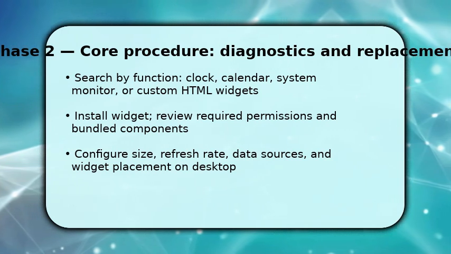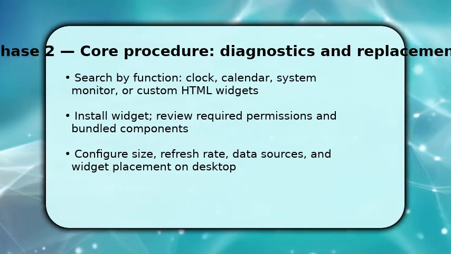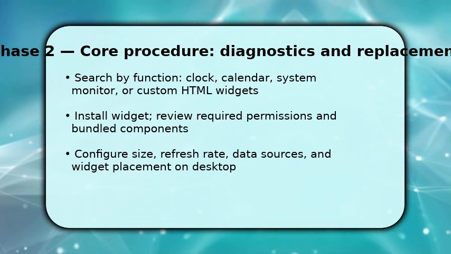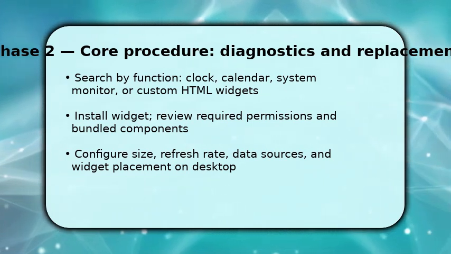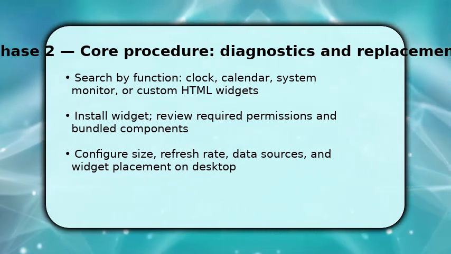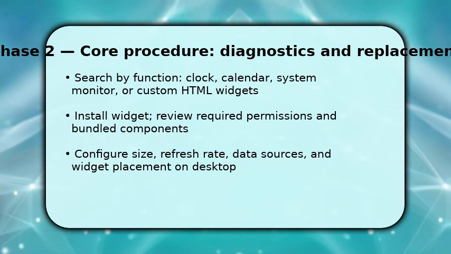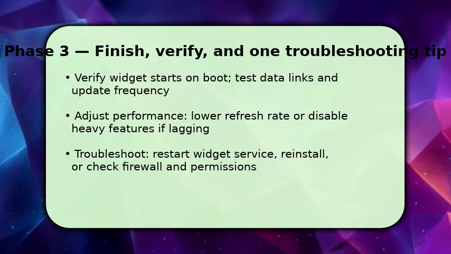Choose an interval like 1 min or 5 min for updates. Finally, place the widget on the desktop or sidebar and adjust snapping so it stays where you need it. Finish by ensuring the widget launches at startup and that live data sources update correctly.